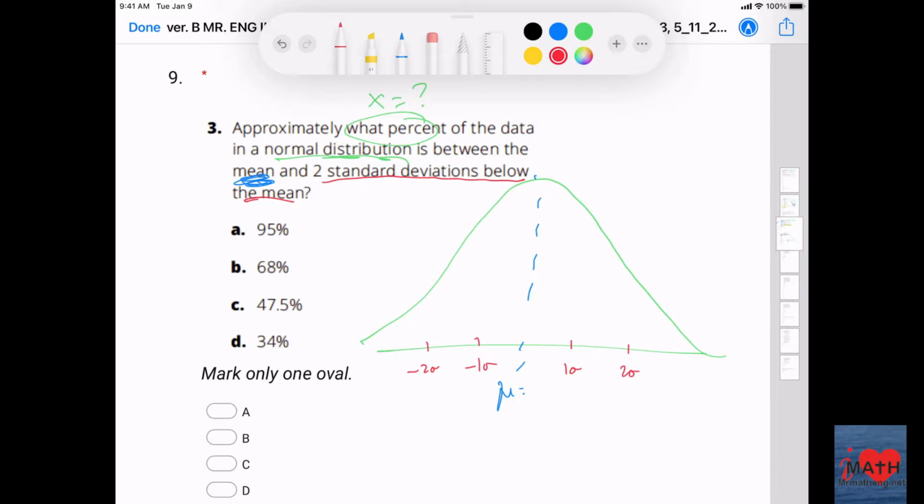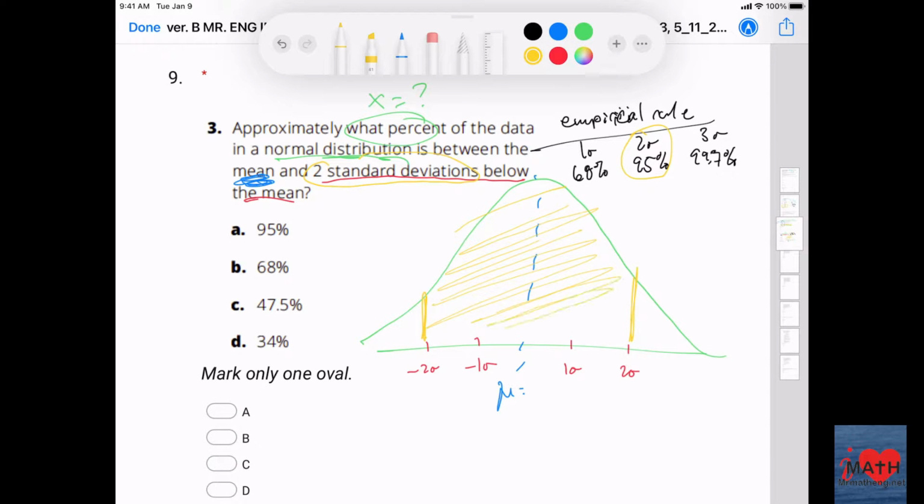Okay, so you need to think about in this one the empirical rule. Empirical rule. Okay, so that is 68%, 95%, and 99.7%. And that's 1 standard deviation, 2 standard deviations, and 3 standard deviations away. So this one says 2 standard deviations away, which means this. So you go to the 2's, okay? And everything in yellow, from here to here, all that shaded region here represents 95%.